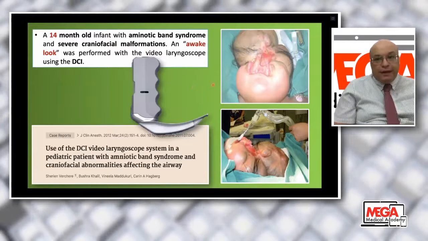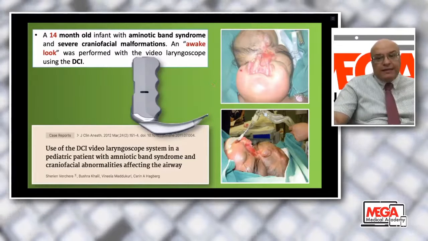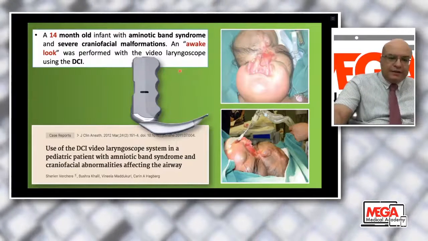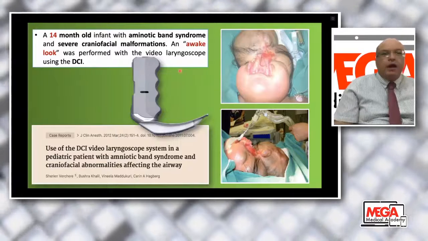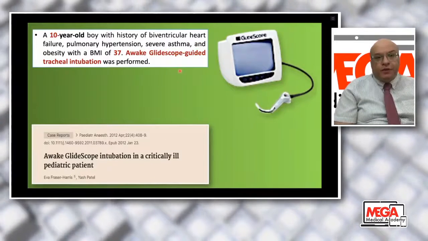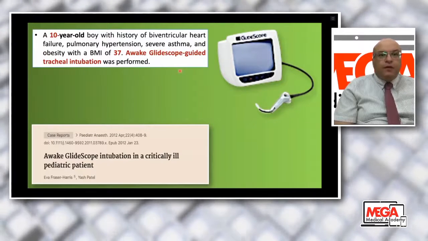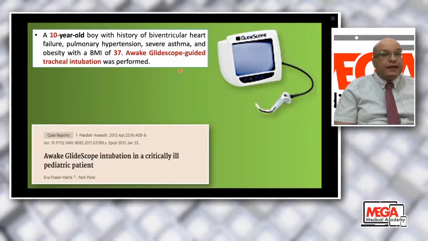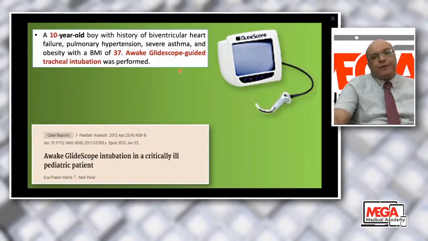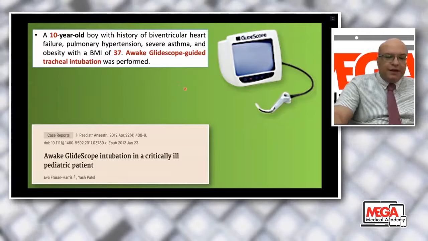Here it might raise a concern why they didn't intubate directly, as long as they can see the glottis before induction of anesthesia. Awake intubation using video laryngoscopes is well known, and here it is reported in a 10 year old boy with morbid obesity and multiple comorbidities, with body mass index 37, and awake intubation was accomplished here successfully.